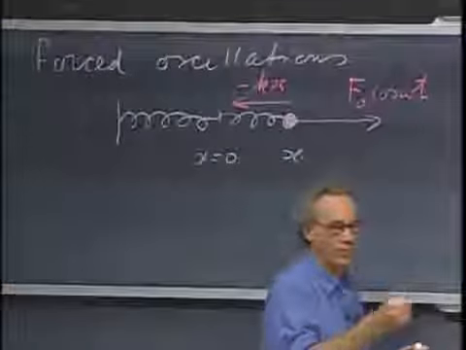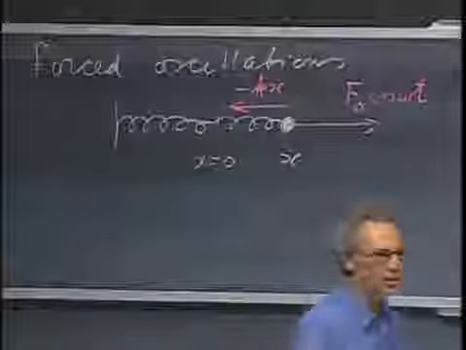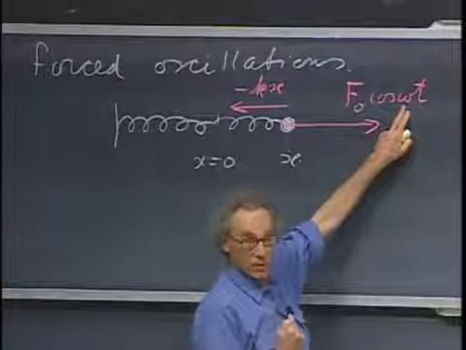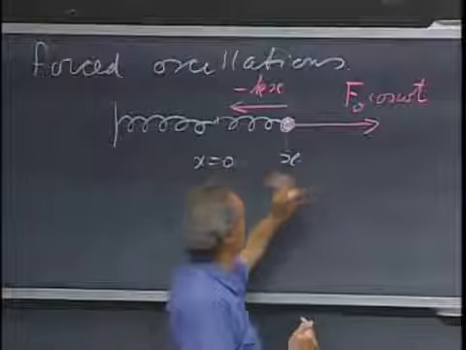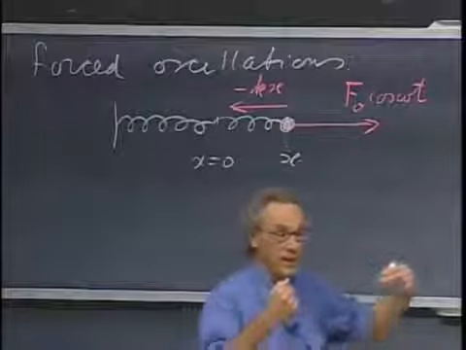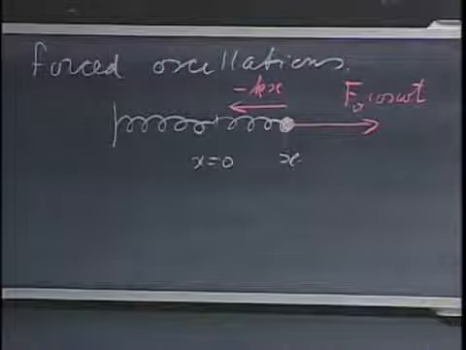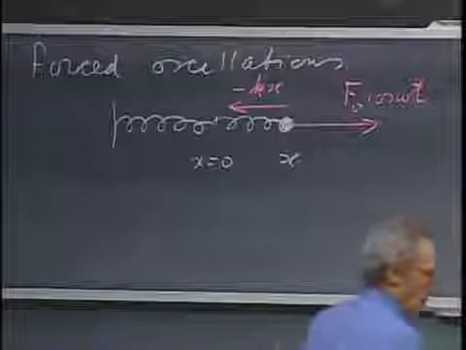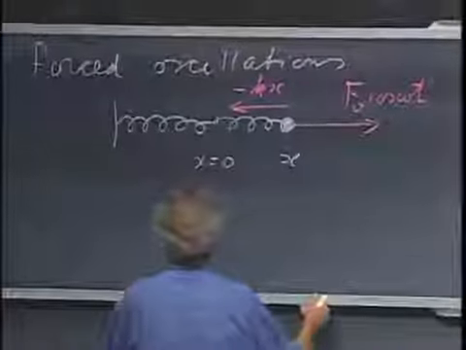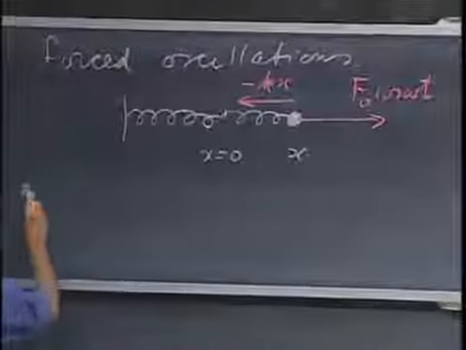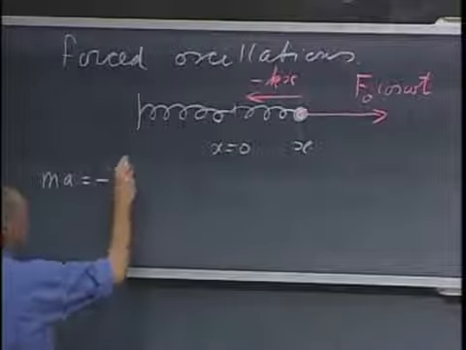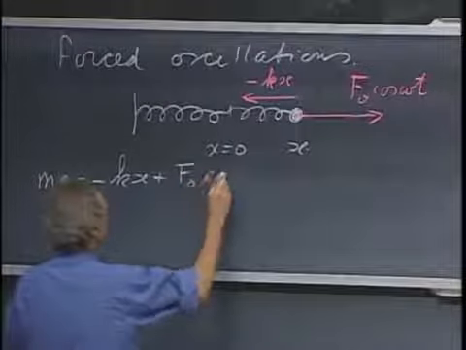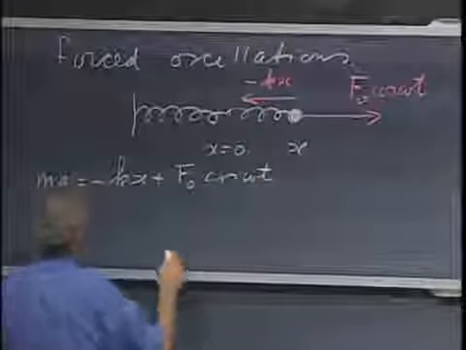So I'm going to force it in a sinusoidal fashion with a frequency that I choose. This frequency is not the frequency with which the system wants to oscillate. It is the one that I choose. And I can vary that. And the question now is, what will the object do? Well, we have Newton's second law, ma equals minus kx plus that force, F0 cosine omega t.